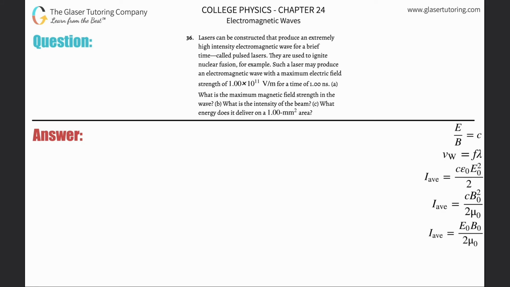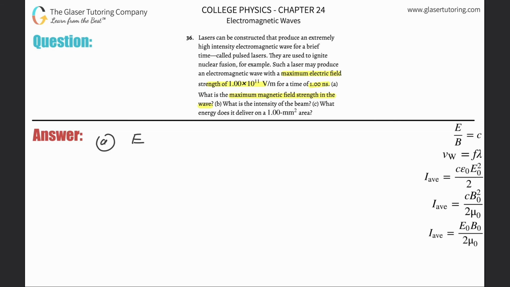Number 36. Lasers can be constructed that produce an extremely high intensity, with a maximum electric field strength of 1 times 10 to the 11th volts per meter for a time of 1 nanosecond. Letter A. What is the maximum magnetic field strength in the wave? Once we know the maximum electric field strength, we can calculate the maximum magnetic field strength by the following relation.